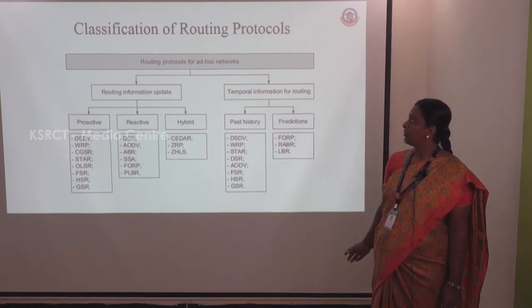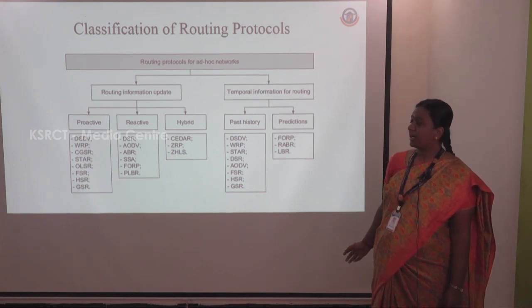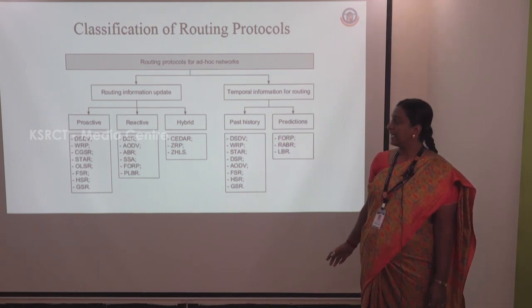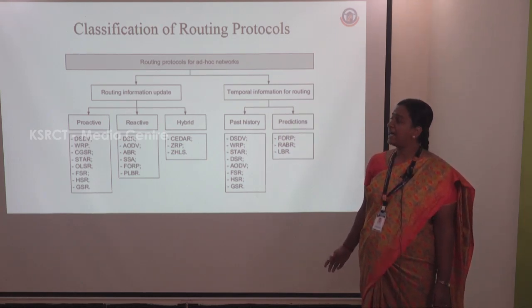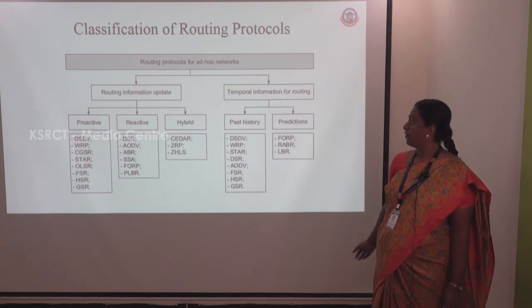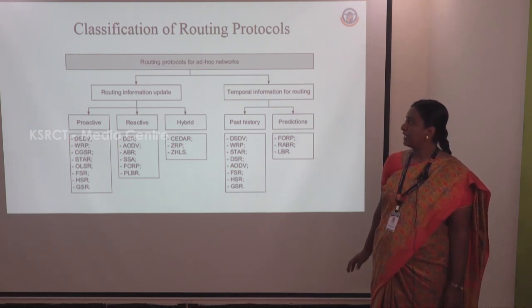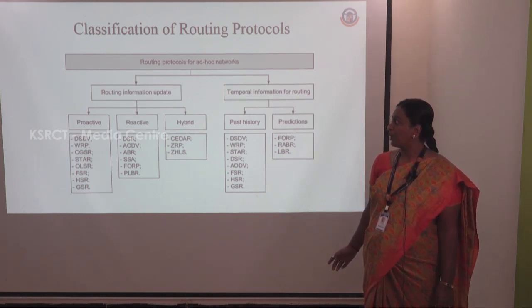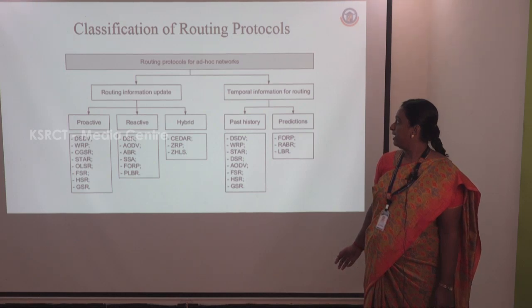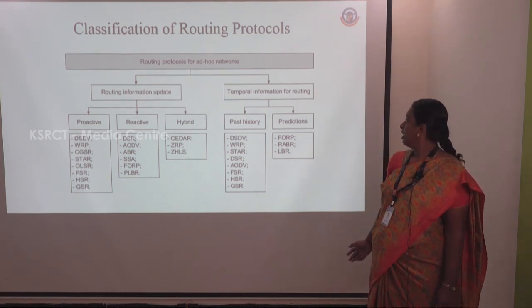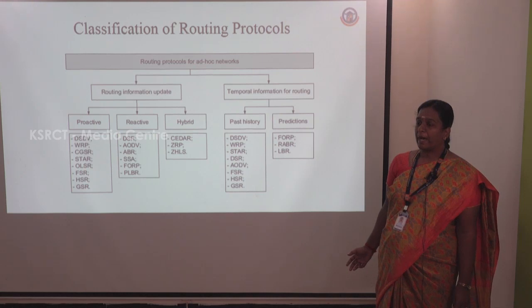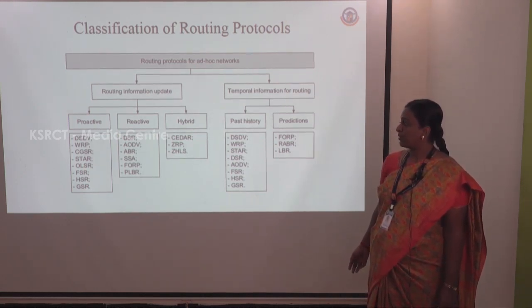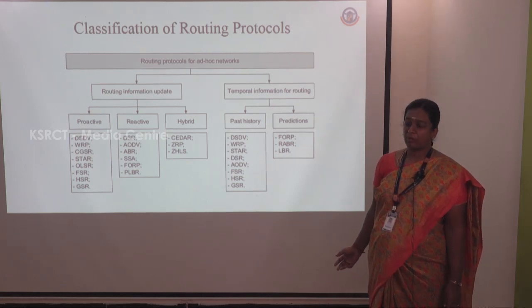The classification of routing protocols. The routing protocols of ad hoc networks can be classified into various types. There are groups under the routing information updation mechanism as well as temporal information for routing. In the routing information updation mechanism, we further classify into three types, that is proactive, reactive and hybrid protocols, whereas in temporal information for routing, we take into account past information, past history and their predictions. Under each protocol, we have different types of classification.